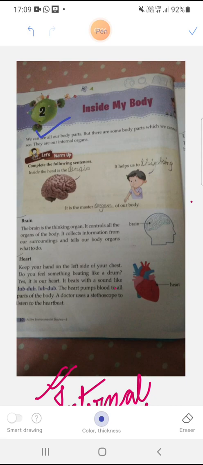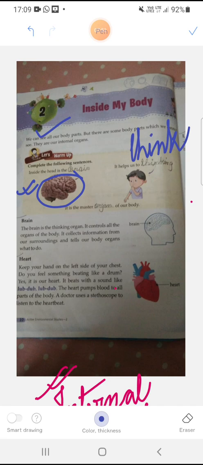Now complete the following sentences. Inside the head is the, I have already shown you, this is what? Brain. This is our brain. It helps us to think. The answer will be it helps us to think.